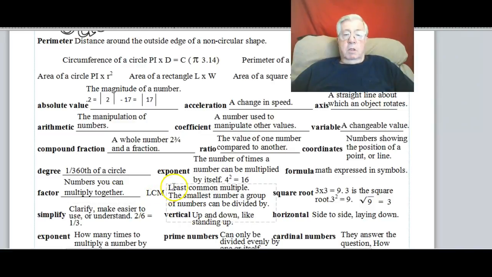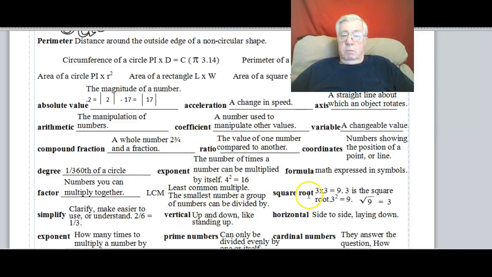LCM, least common multiple. The smallest number a group of numbers can be divided by. If you have a group of numbers, say 7, 42, 56, the least common multiple is 7. It's the smallest number that all 3 of those numbers can be multiplied by. So it's called the least common multiple.